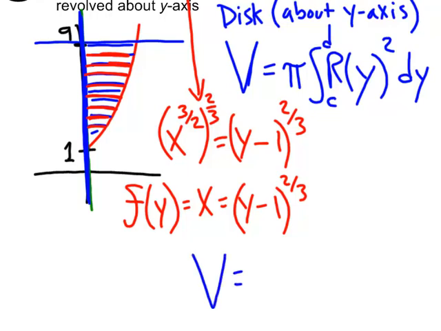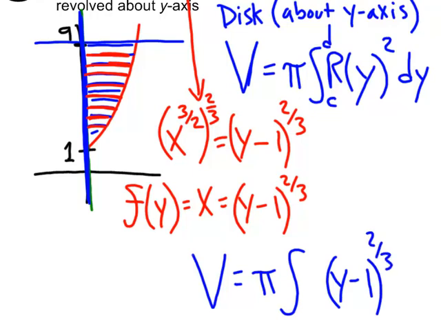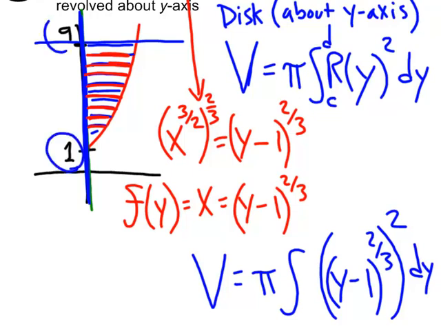We'll say the volume is going to be pi integral, and then we're going to put r of y here. That's y minus 1 to the 2/3. And that r gets squared. Our area of a circle is pi r squared dy. And from our sketch, we can see that the little disks are going to stack all the way from y equals 1 to y equals 9. So those will be our limits of integration, 1 to 9.